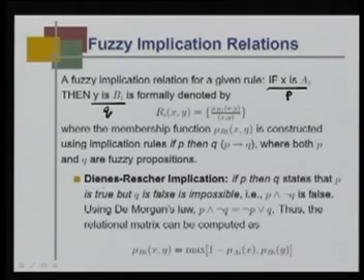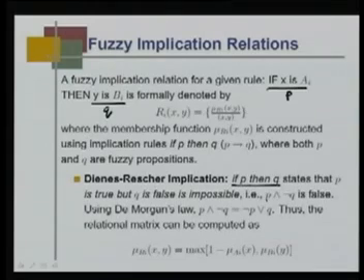Now, we will talk about Dienes-Rescher implication. In this, if p, then q states that P is true but Q is false is impossible. That is, in this rule, if P is true, then to say that Q is false is impossible. That means, P true and Q false is a false statement, not possible. This is one argument. So, what does it mean? That means, P and not Q is false. Using De Morgan's law, we can show that this is the same as not P or Q.